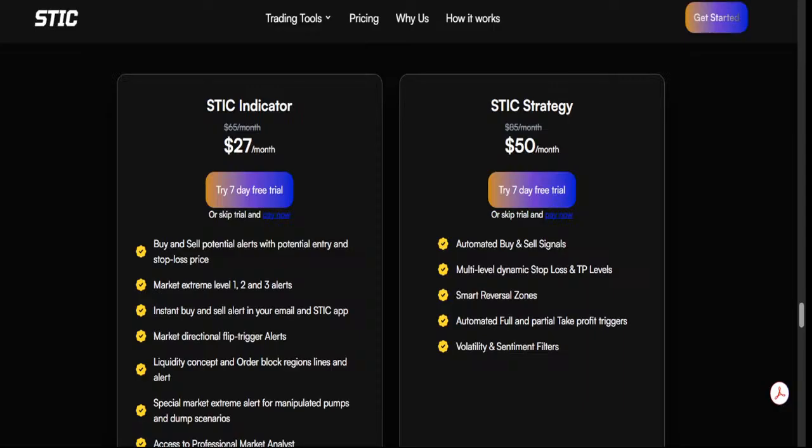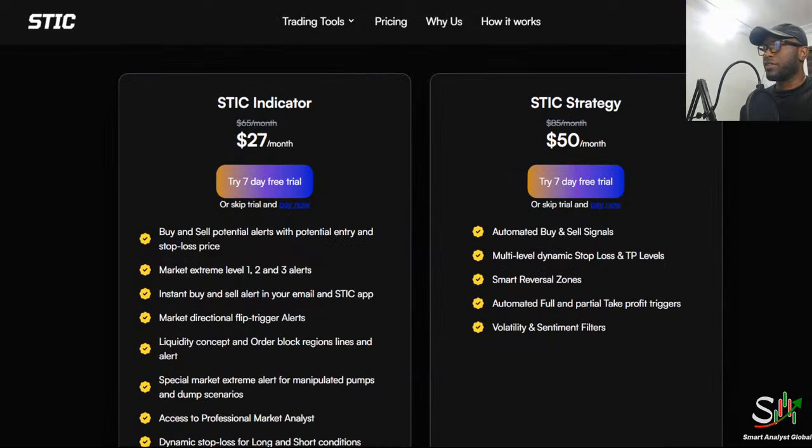It's up to you to use whatever tool you think is valuable to you. If you want a tool that gives you insight on the market, all the information you need about the market, where to take your profit, where to take your entry, where to put your stop loss, where the liquidity resides, where the market gets to extreme, everything you need to know to be a profitable trader, then you can subscribe to STIC. Like I said, it's not for everybody and it's not compulsory.